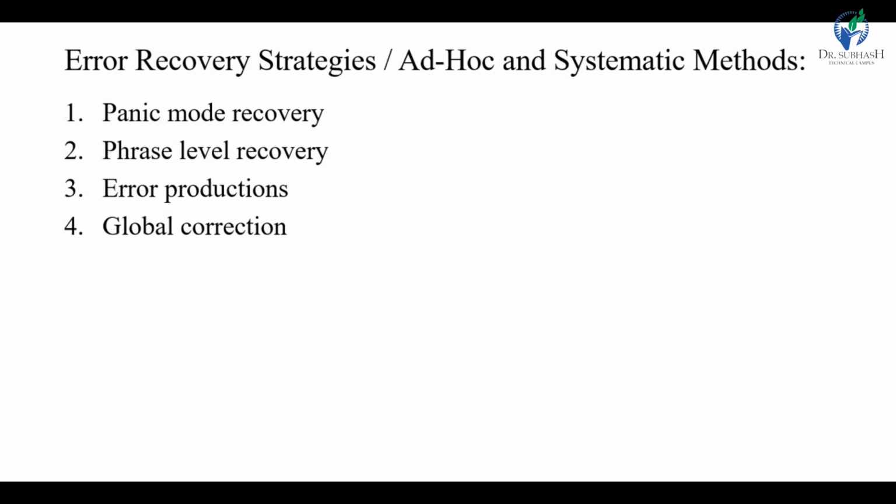Third is error productions. If we have good knowledge of common errors that might be encountered, then we can augment the grammar for the corresponding language with error productions that generate the erroneous construct. If an error production is used during parsing, we can generate an appropriate error message to indicate the erroneous construct that has been recognized in the input.